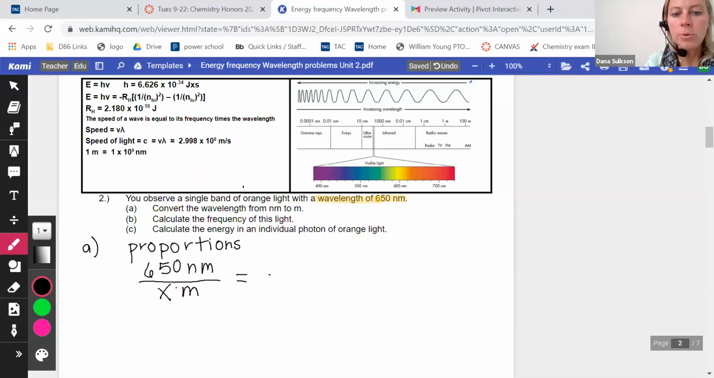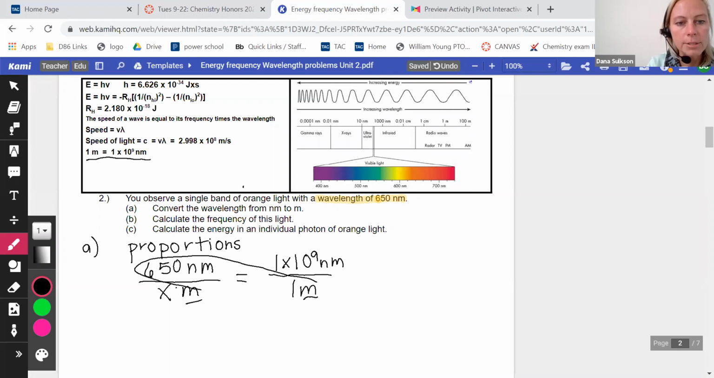You're going to set it equal to information that you know. You know from above, 1 meter is equal to 1 times 10 to the 9th nanometers. So you need to make sure that you have nanometers on top because you wrote nanometers on top on the left side of the proportion. On the bottom, I would write 1 meter because 1 meter is equal to that many nanometers. Again, it's crucial that your units match on either denominator or numerator. When you do the math, you're going to cross multiply, and then divide.